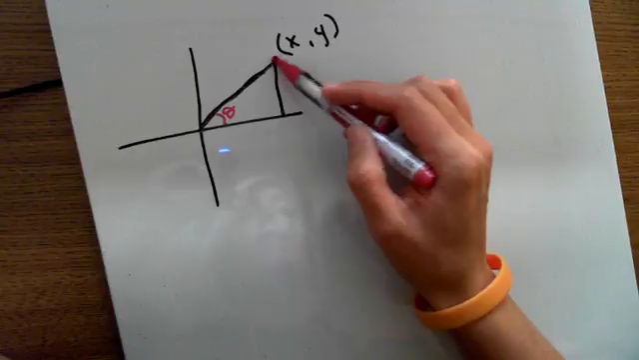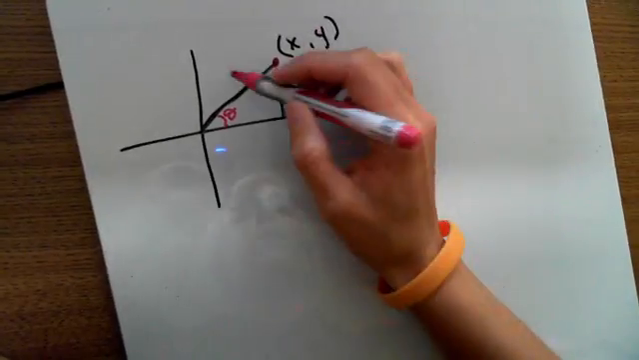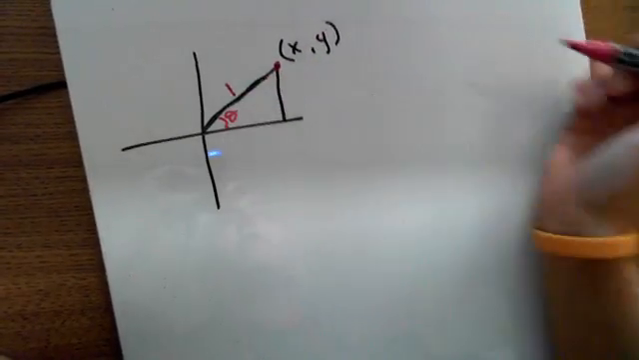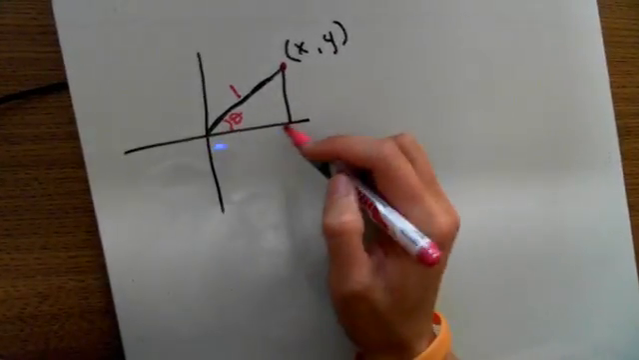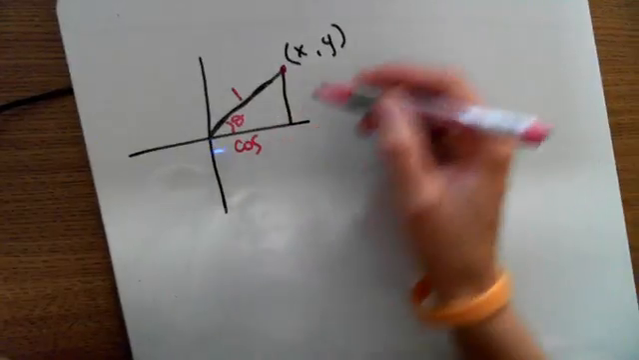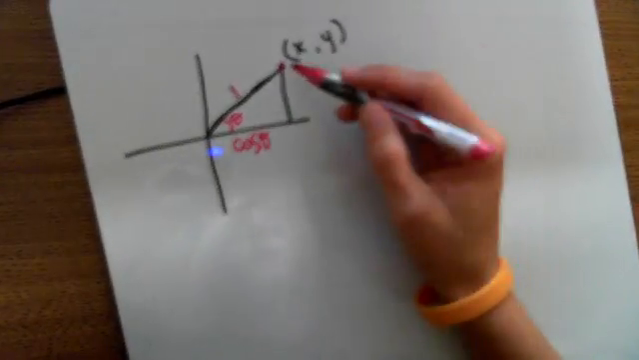We know that the point right here is an (x, y). We can consider our hypotenuse to have a length of 1 because we know that it's from the unit circle, and we know that the x value of this point is going to be our cosine, so cosine of theta. We know that the y value is going to be the sine value.